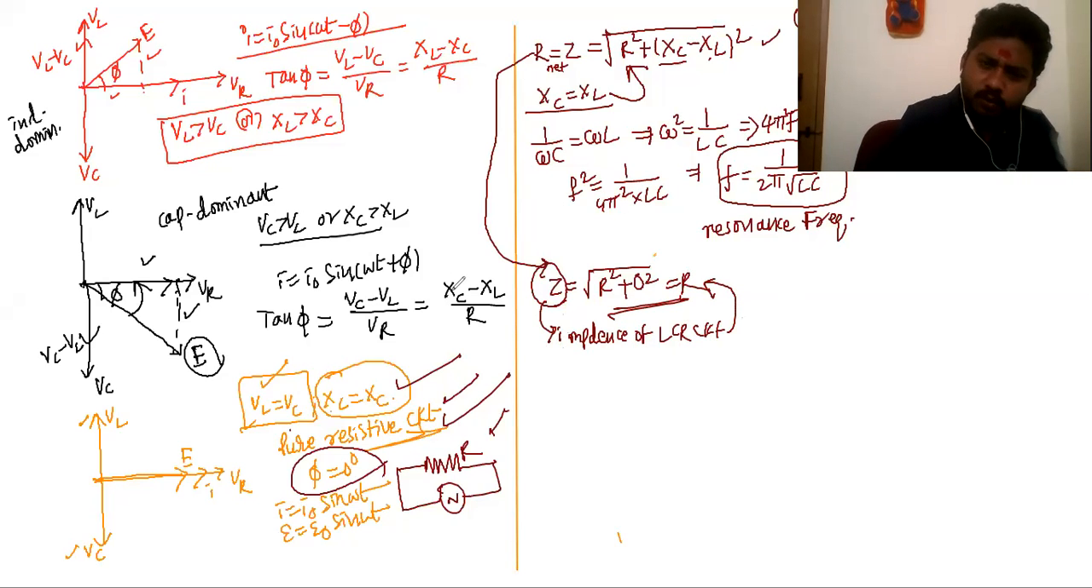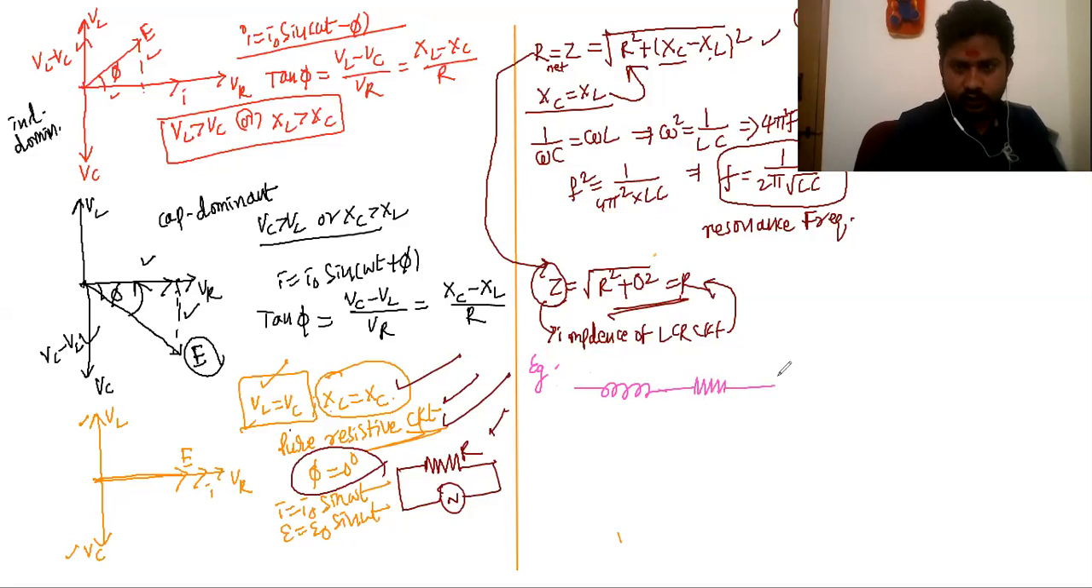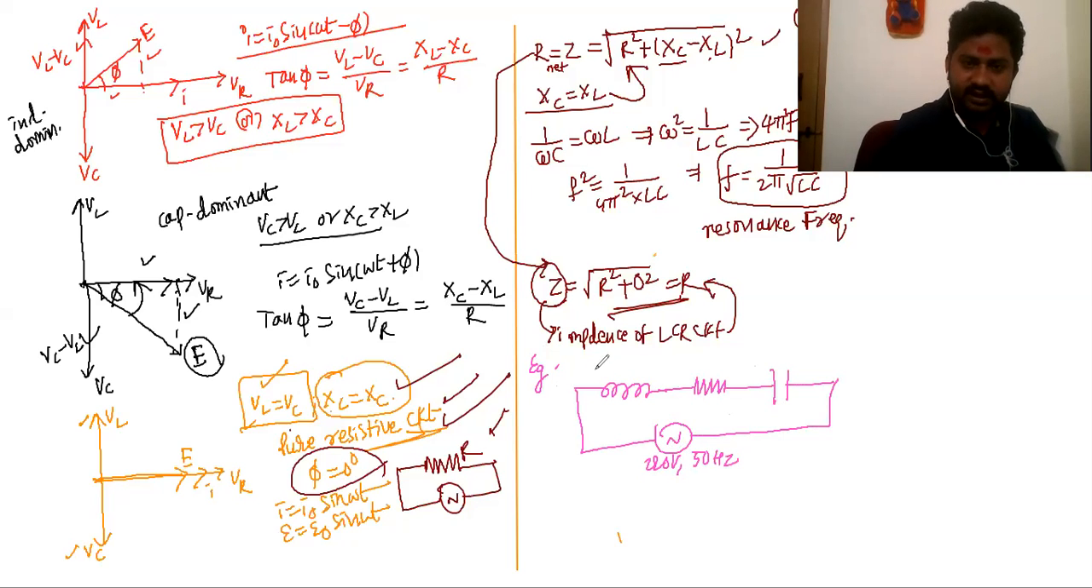Before going to the many numericals, let us have a discussion based on a simple numerical. I have a numerical with me. Look here, there is an L, a resistance, and a capacitance connected here. This is connected to an alternating source, whose voltage and frequency are mentioned: 220 volt and 50 hertz.